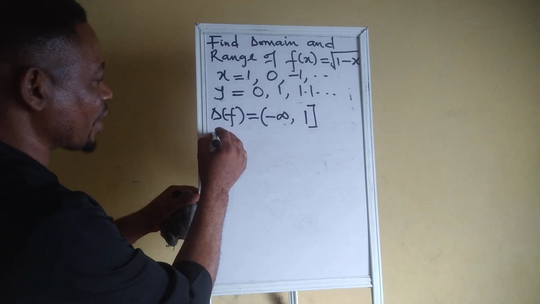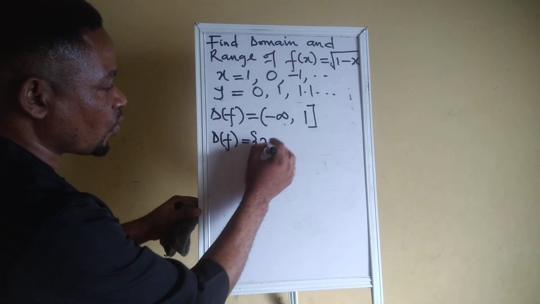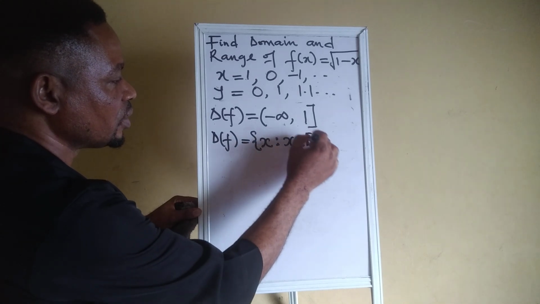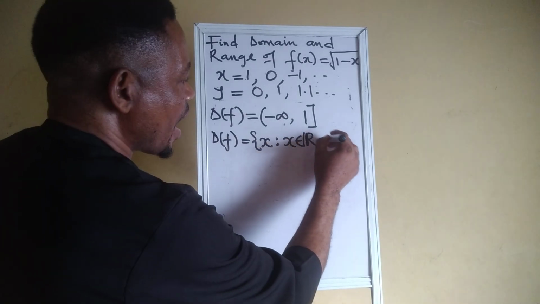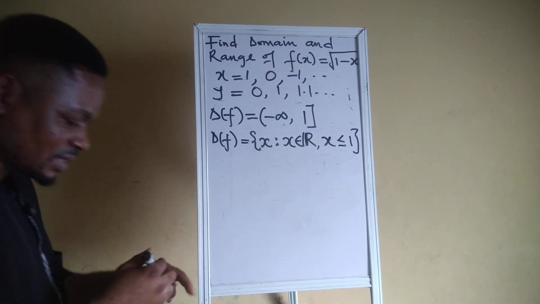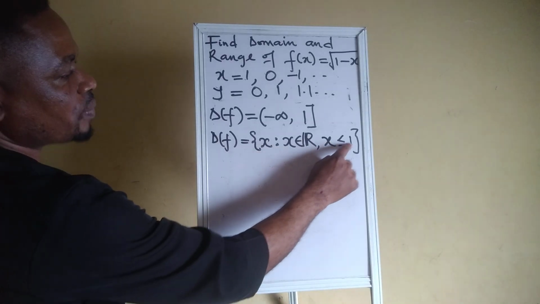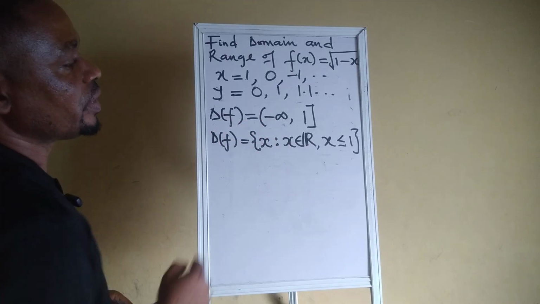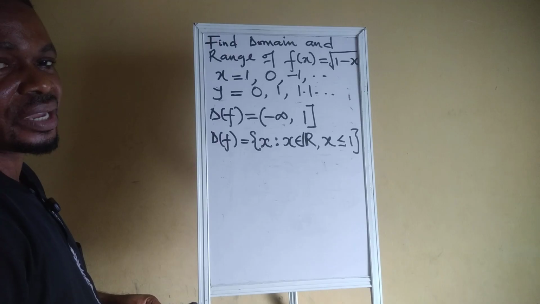So another way you can write it is like this. The domain of f is the set of x such that x is a member of the real numbers. I have explained what a real number is. Whereby x is less than or equal to 1. Can you see it? Less than and equal to 1. So it stops at 1 and it decreases to negative infinity. You can have it like this. It's still the same thing.